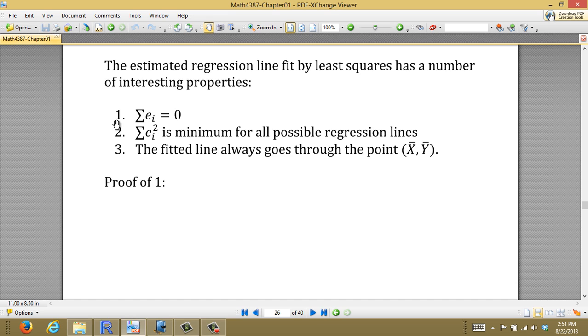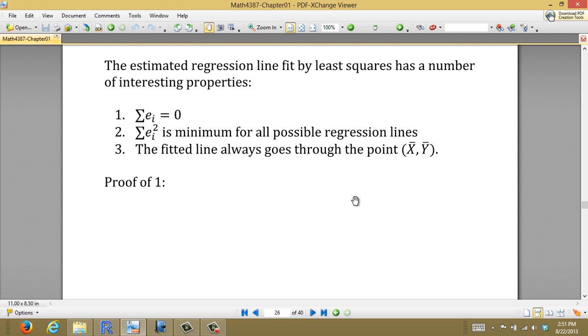And a third point is that the fitted line always goes through the point x bar, y bar. So it doesn't matter, once again, what the data set is like, the least squares line, the estimated regression line obtained using the least squares error criterion, is going to always go through x bar, y bar.